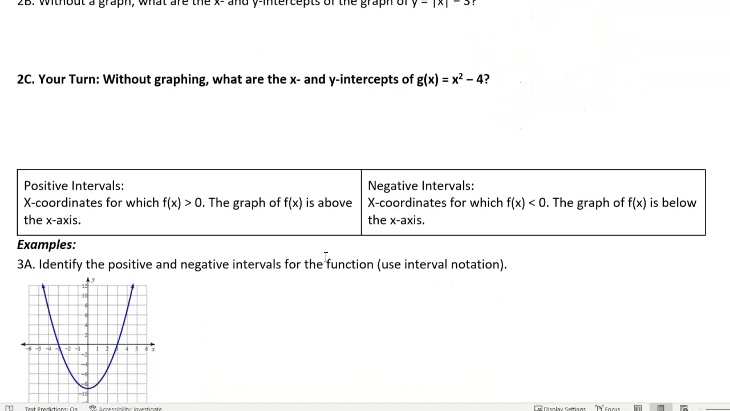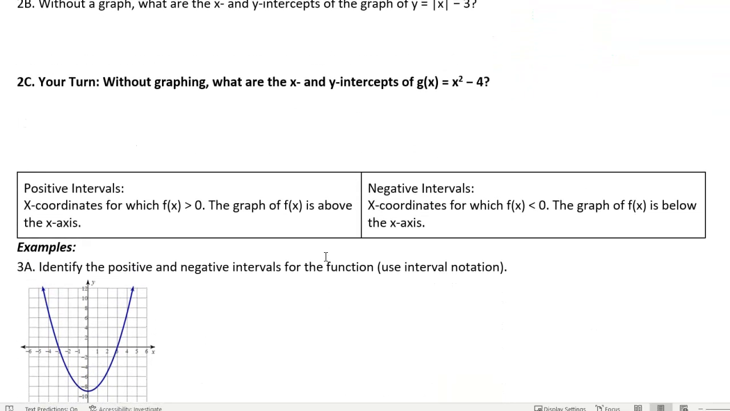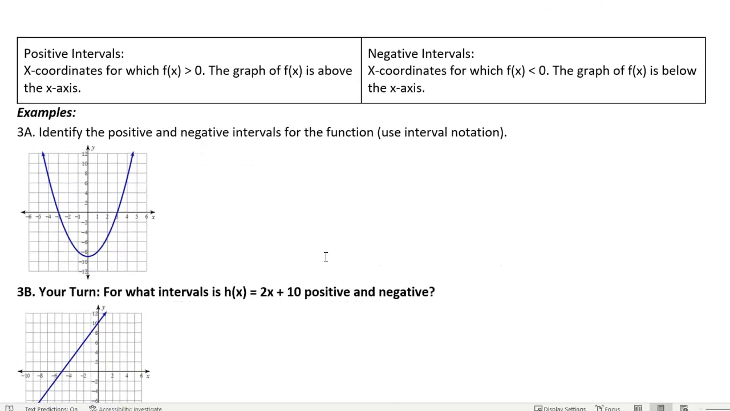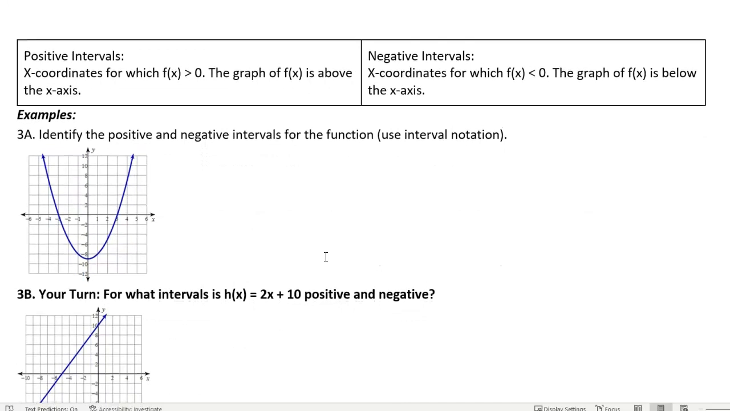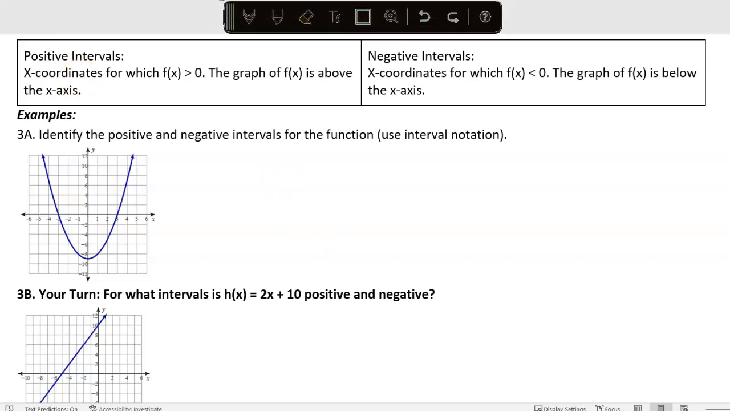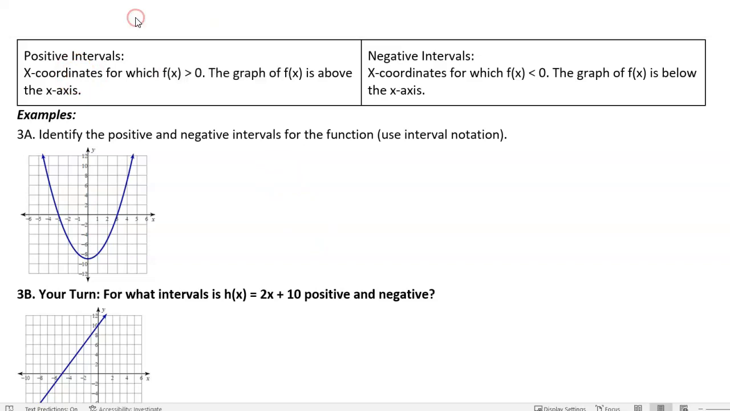All right, we're going to skip 2b and 2c because you'll be able to use graphs for those. Let's look at this example. Actually, before we do that, we have another vocabulary word, and that's this idea of a positive interval and a negative interval. So let me grab my highlighter here. We have positive intervals and negative intervals. Those are another two sets of terms you want to be familiar with.